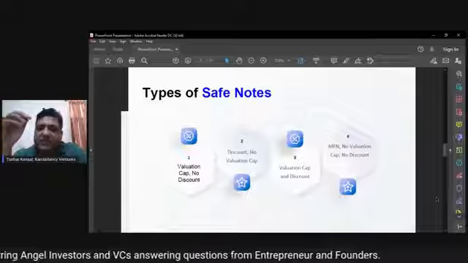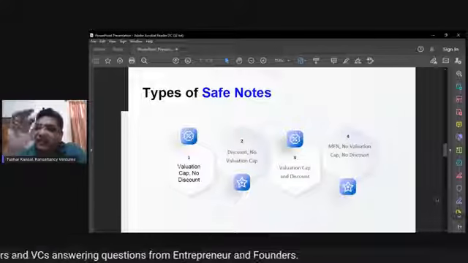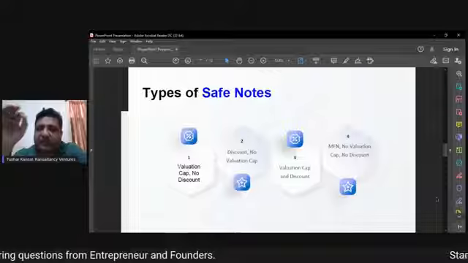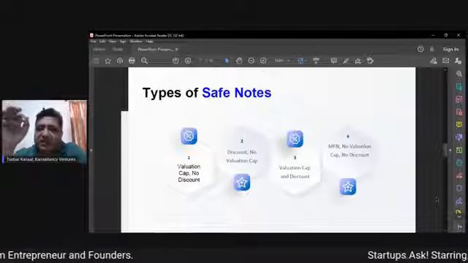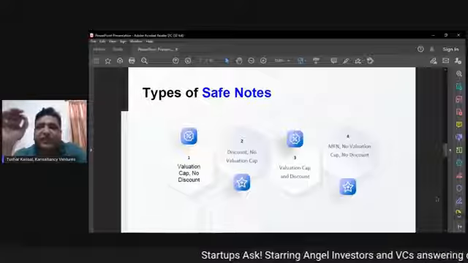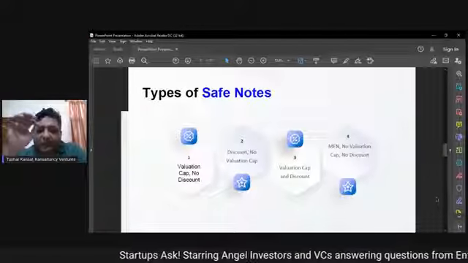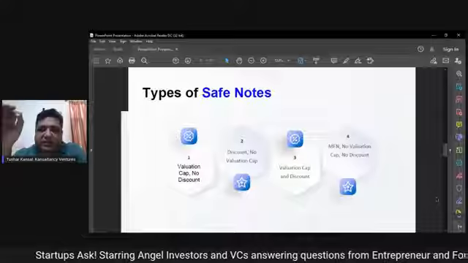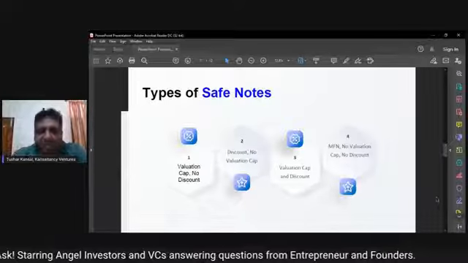The second type of safe note is there is a discount, but there is no valuation cap. Third, there is a valuation cap and a discount. And the fourth is an MFN clause, most favored nation clause, and no valuation cap and no discount. Don't get confused. I will explain.